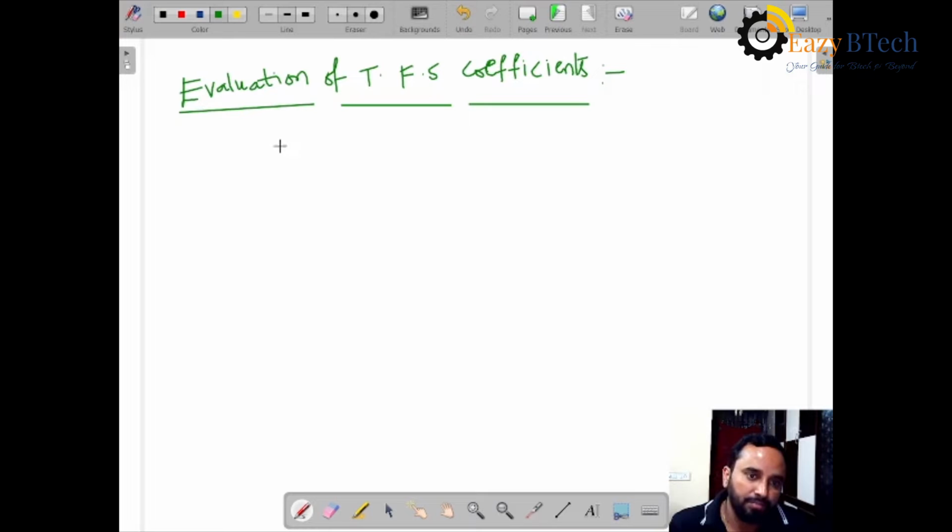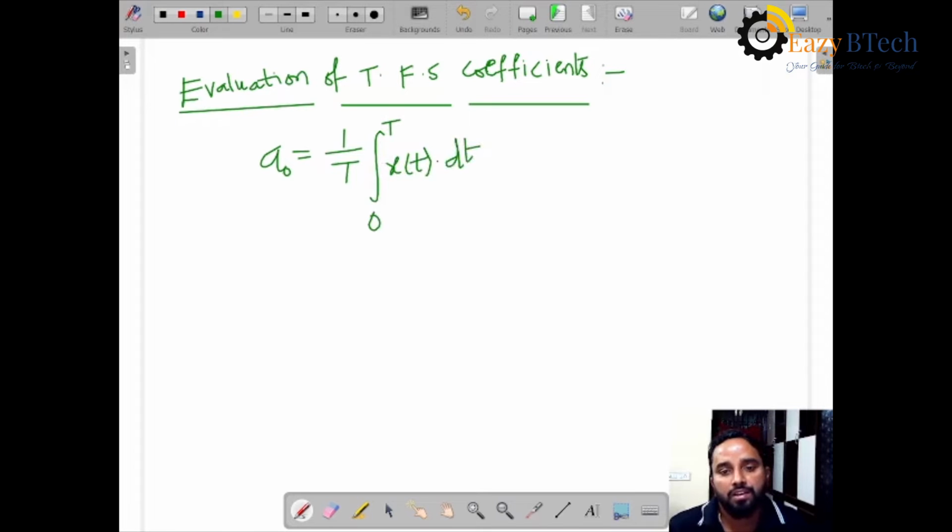So we have the formula, then we have the derivation or proof. This is the formula: 1 by T integral 0 to T x of t dt. This is the DC value or average value of x of t. Now here the limits are over one period. Please remember, in all formulas, in all coefficients, trigonometric or exponential Fourier series coefficients, limits are over one period.